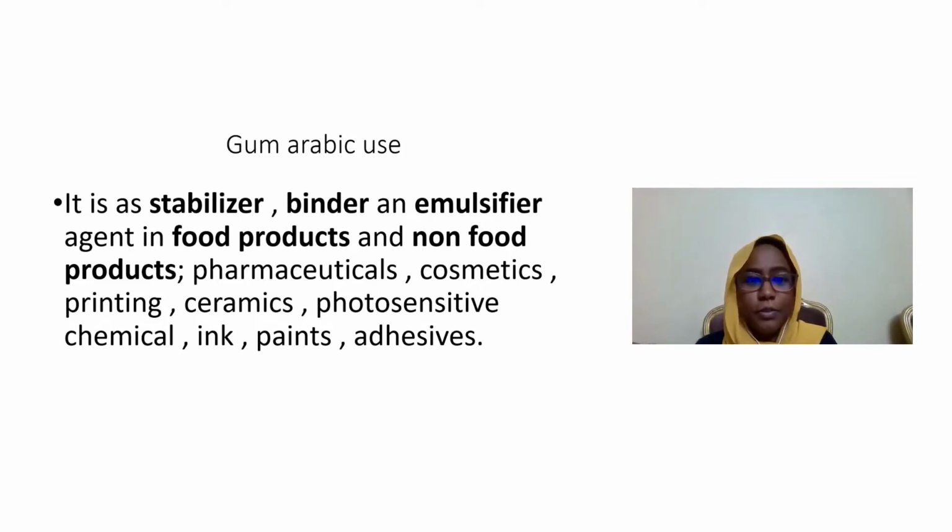So gum arabic is used as a stabilizer, binder, and emulsifier in food products, as well as in non-food products like pharmaceuticals, cosmetics, printing, ceramics, photosensitive chemicals, ink, paints, and adhesives. Actually, when I was preparing this presentation, I was amazed by the industrial products that use gum arabic. It is used a lot in industry, even in oil and petroleum excavation.